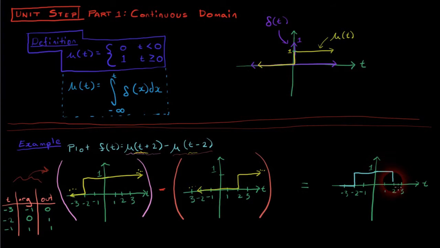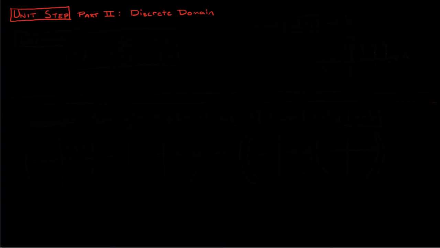Once the subfunctions are plotted, perform the subtraction. We find that f of t gets turned on at t equals negative 2, then turned off at t equals 2. As always, I suggest just playing with the function to gain an appreciation.